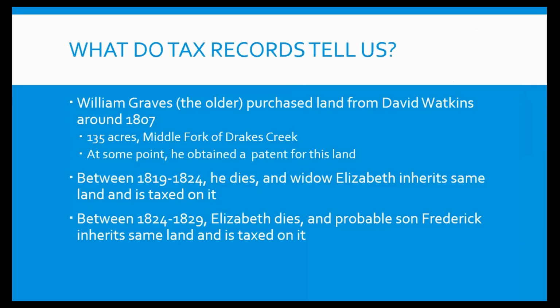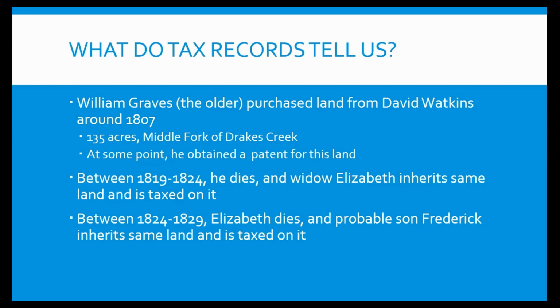And at some point he obtained a patent for this land, and we can send for this patent, which I have done from the state of Kentucky. Between 1819 and 1824, he dies, and his widow Elizabeth inherits the same land and is taxed on it. Now we know this because women didn't own land at this time period, and really only a widow would be able to own this land at this time in this state. And you'd want to look into the rules of women's rights and inheritance and so forth, whatever state or locality you're looking at.